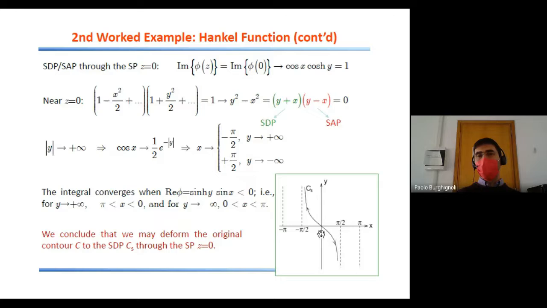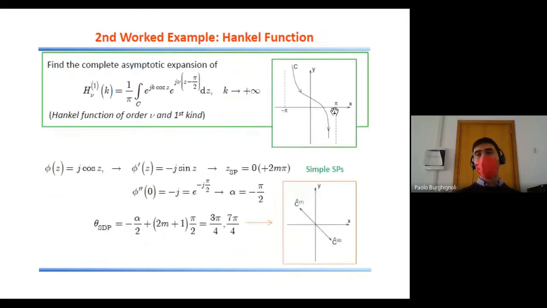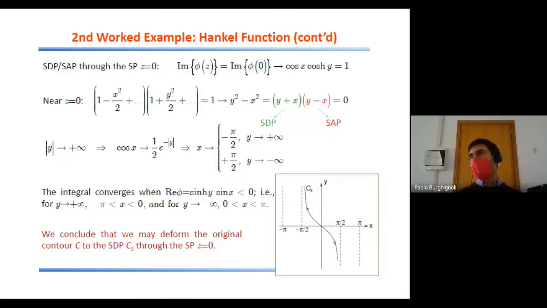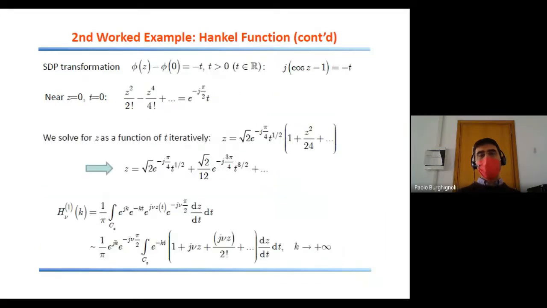Okay, so the regions of convergence contain, fortunately, of course, our steepest descent path. And therefore, we may deform our original contour, which was this one, to the steepest descent path. That was the first thing to check. Otherwise, the method of steepest descent cannot be applied. Okay, having said that, we have discovered the dominant asymptotics.